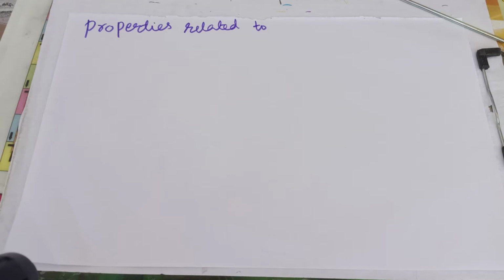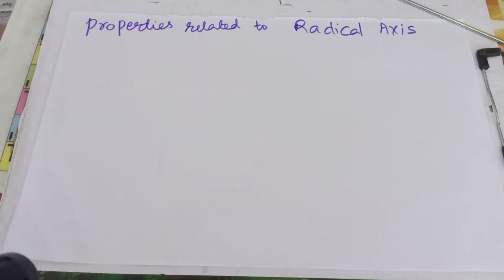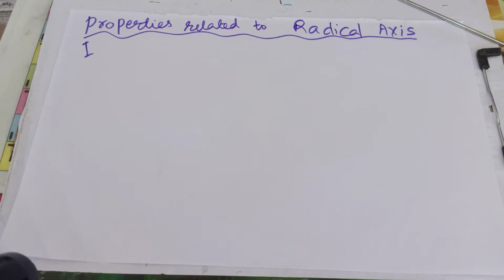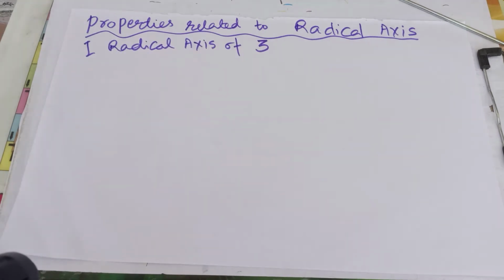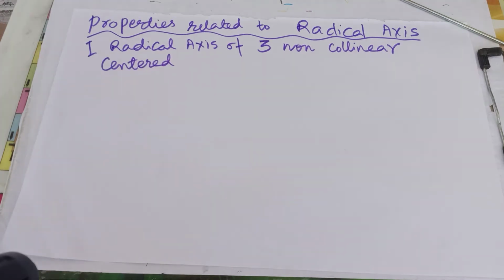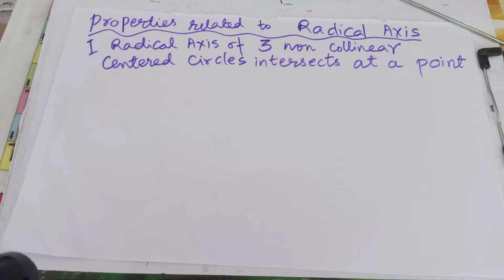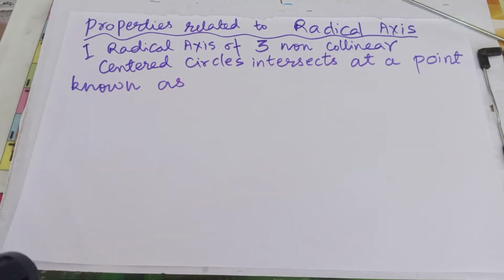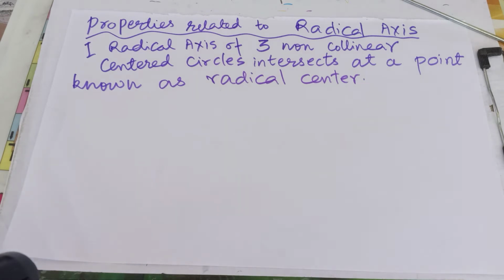Now we'll see properties related to radical axis. Let's see the first property. Radical axis of 3 non-collinear centered circles intersects at a point known as radical center.